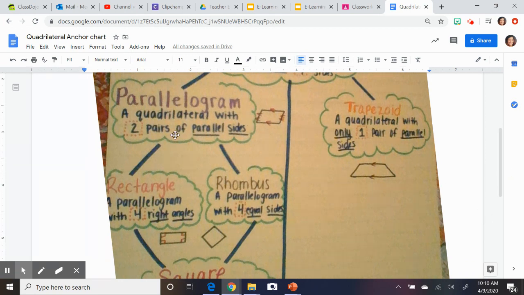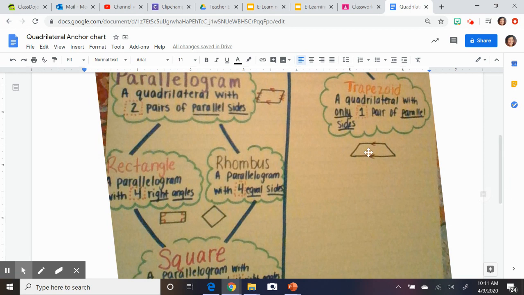So under parallelograms, not only are parallelograms quadrilaterals, but a rectangle is a parallelogram, a rhombus is a parallelogram, and a square is a parallelogram. Okay? So keep in mind, a parallelogram is a four-sided shape with two pairs of parallel sides. Here's a picture of a rectangle. These sides are parallel because they're never going to touch, and these sides are parallel because they're never going to touch. Look at the rhombus. These sides are parallel, they're never going to touch, and these sides are parallel, they're never going to touch.